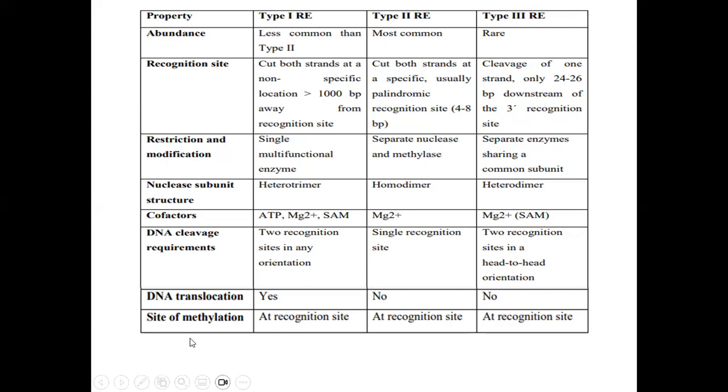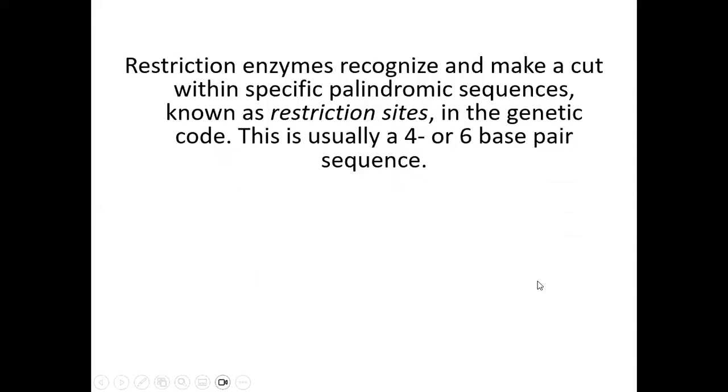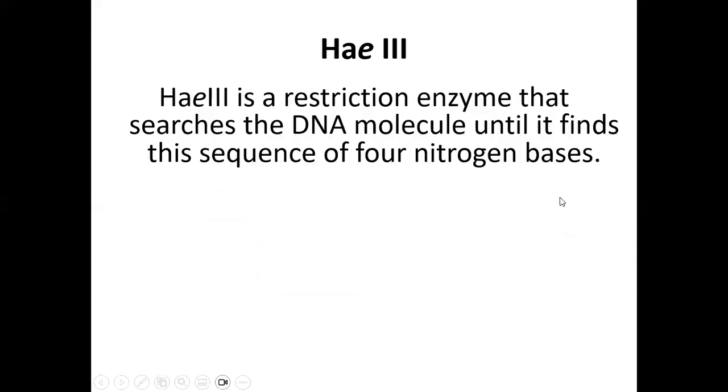The site of methylation is at the recognition site in case of all three restriction enzymes. So the restriction enzymes basically recognize and cut the DNA within the palindromic sequence, which is known as the restriction site, which is usually 4 to 6 base pairs in length. So let us look at a few examples.